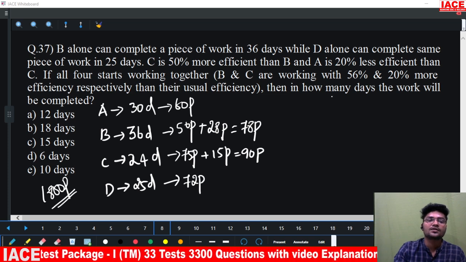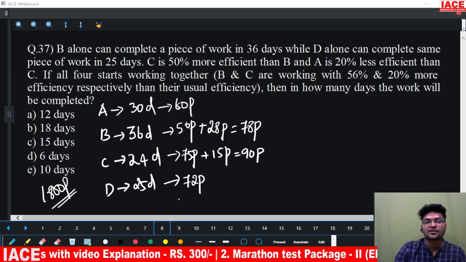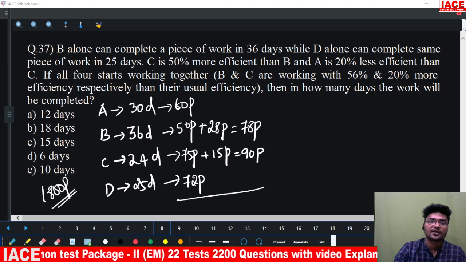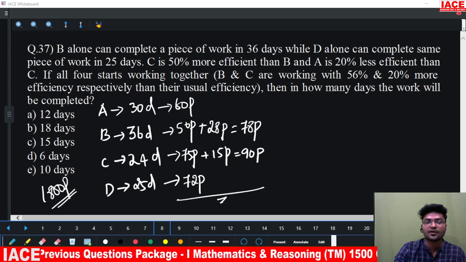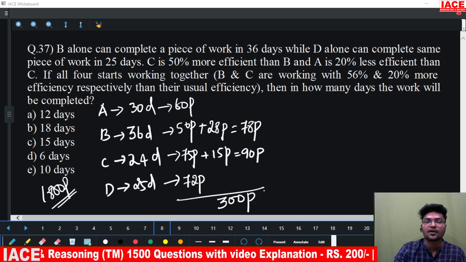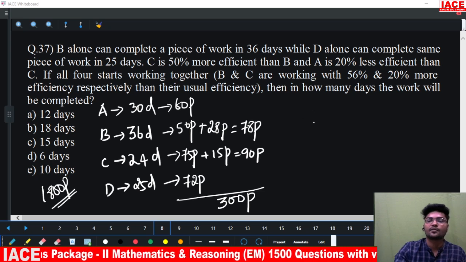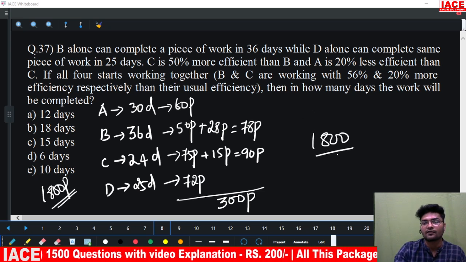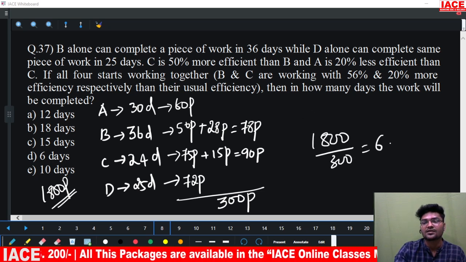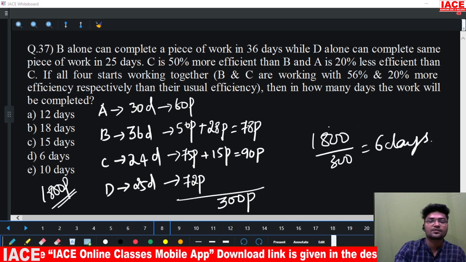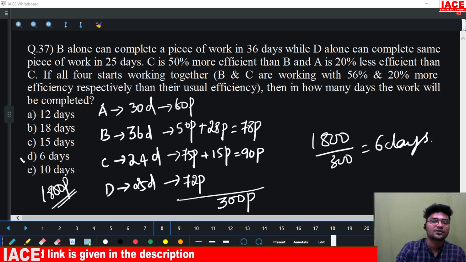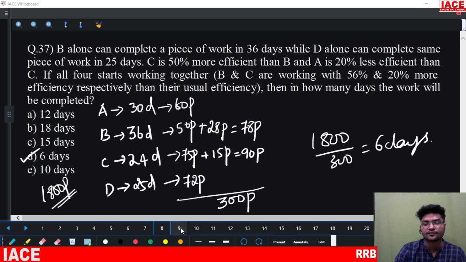Now, in how many days will the total work be completed? If this is the story, how many days will it take? 72 plus 78 is 150, 60 plus 90 is 150. Totally, they are making 300 parts in one day. 300 parts in one day, 1800 in how many days? 1800 divided by 300 is 6 days. So the correct option is option D.